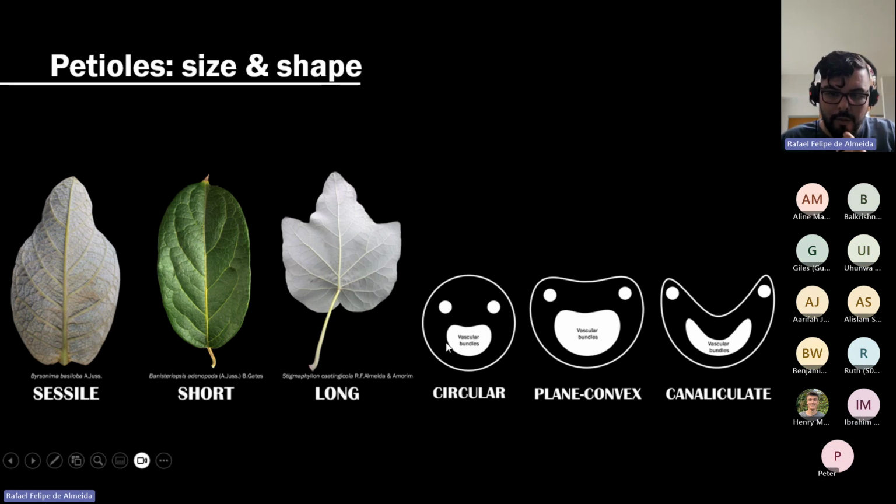So this one is circular. Or it could be plano-convex. It means that the upper part of the petiole is flattened, or it can be canaliculate. So you have a deep fissure in the upper part of the petiole that makes a little channel, called canaliculate.